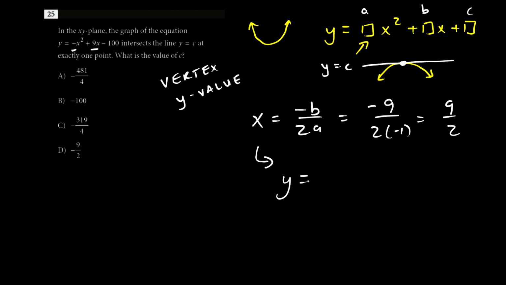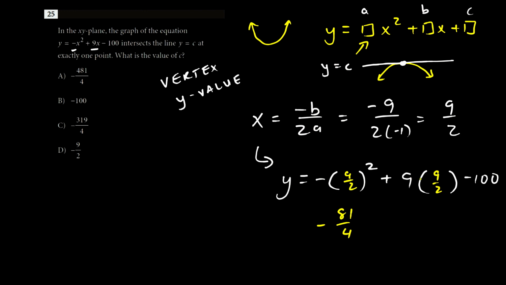So it'd be y equals negative, and we're going to have that x squared plus 9 times that x value minus 100. So if I substitute that in, 9 over 2, 9 over 2. Again, we can go without a calculator, or we can plug it in our calculator. So without our calculator, we can square this. We'd have negative 81 over 4.